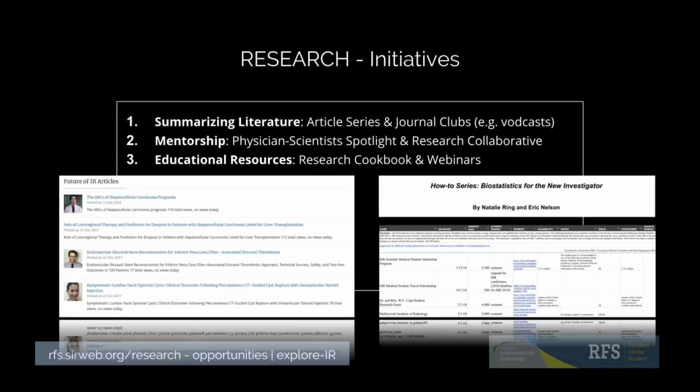Our first objective has been to summarize literature, and we do that through two different types of media. One is through the article series we do, and that's called The Future of IR. We summarize landmark articles, which are basically 1 to 2 page summaries of landmark articles in interventional radiology.